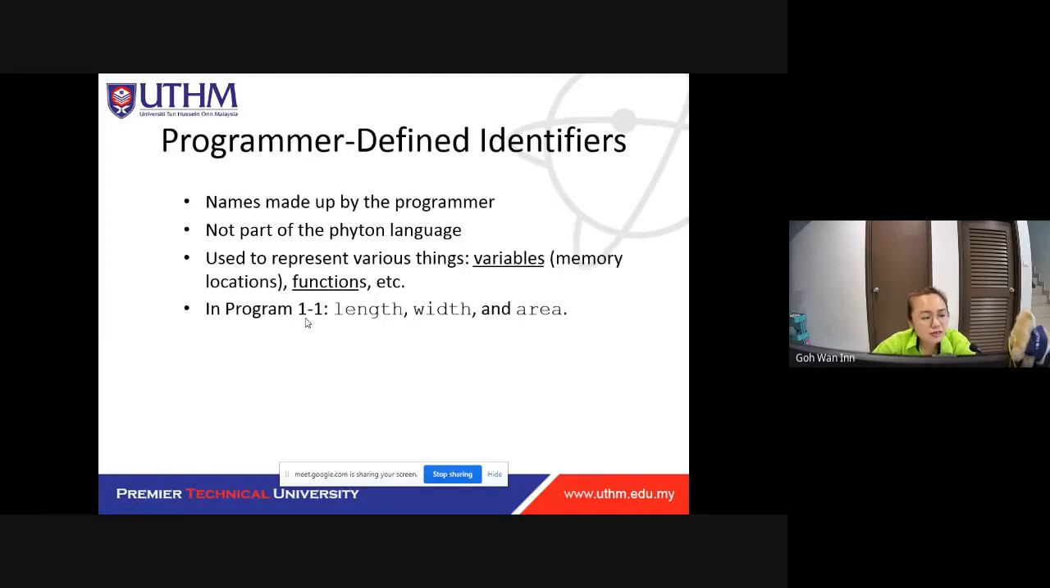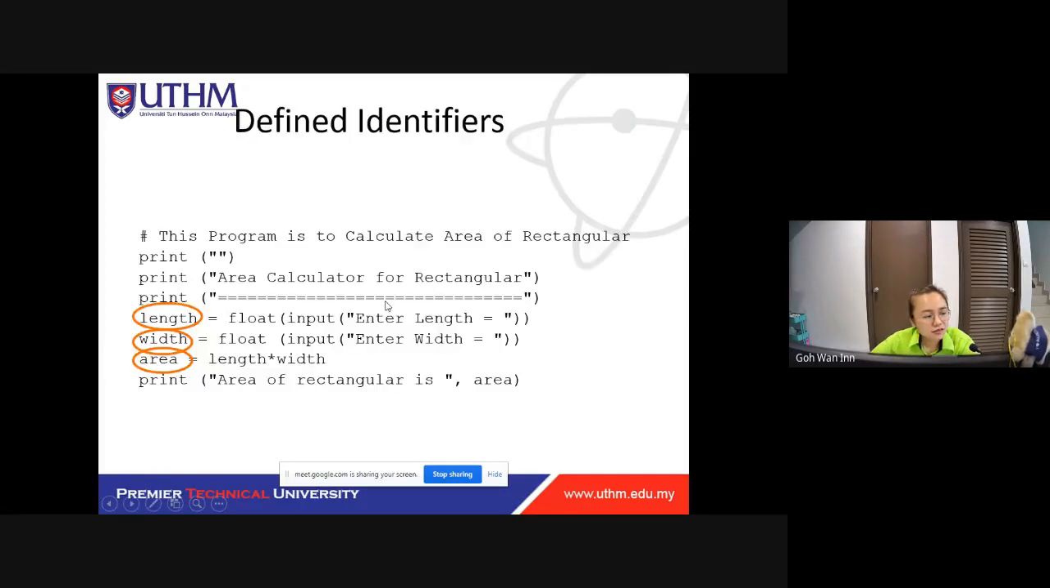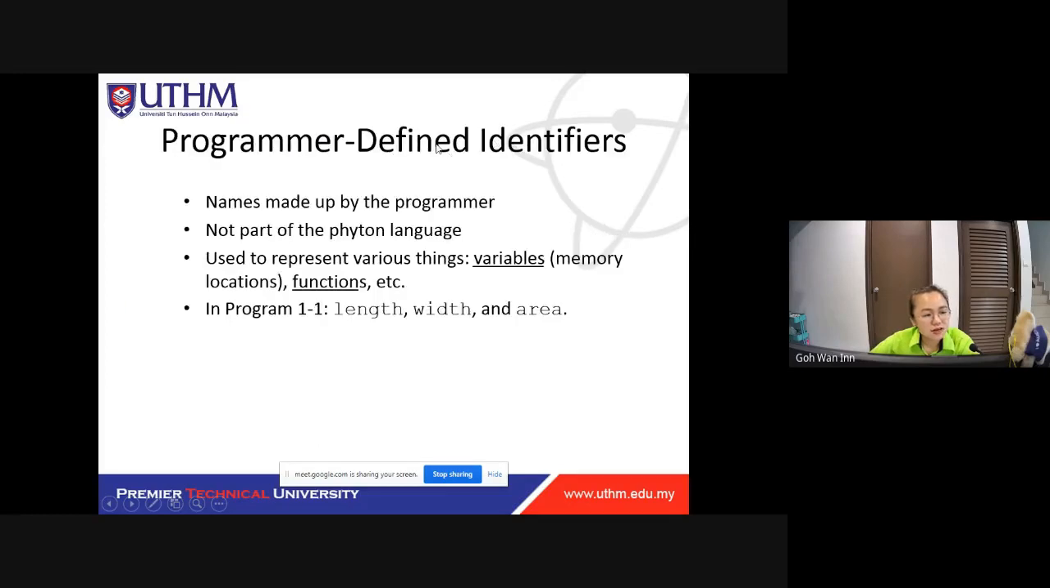Okay. So what are programmer defined identifiers? This is the name made up by the programmers. So now you know you want to calculate the area of a rectangle. For sure, you need to have the length, the width, and the area. So you can name these three things length, width, and area. This is what you call a defined identifier. The name that you decide for the variables. Okay, which is called identifiers. Names made up by the programmer, not part of the Python language.